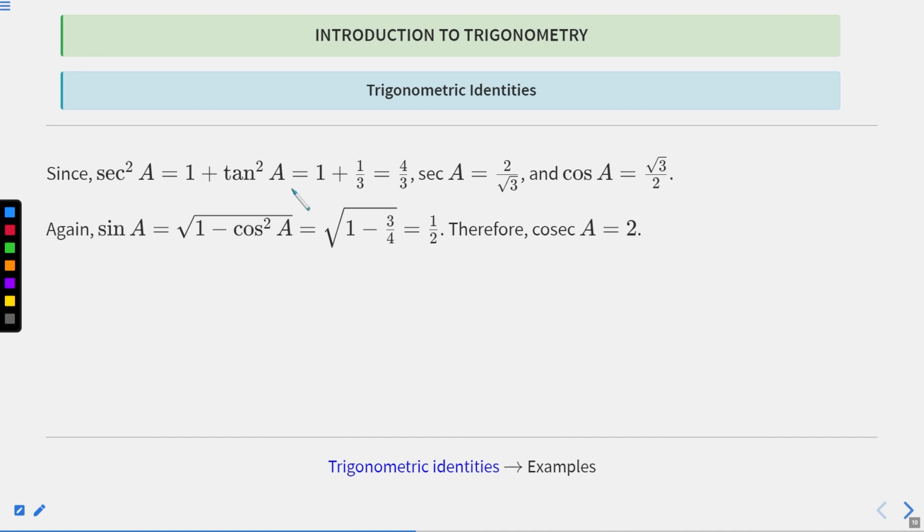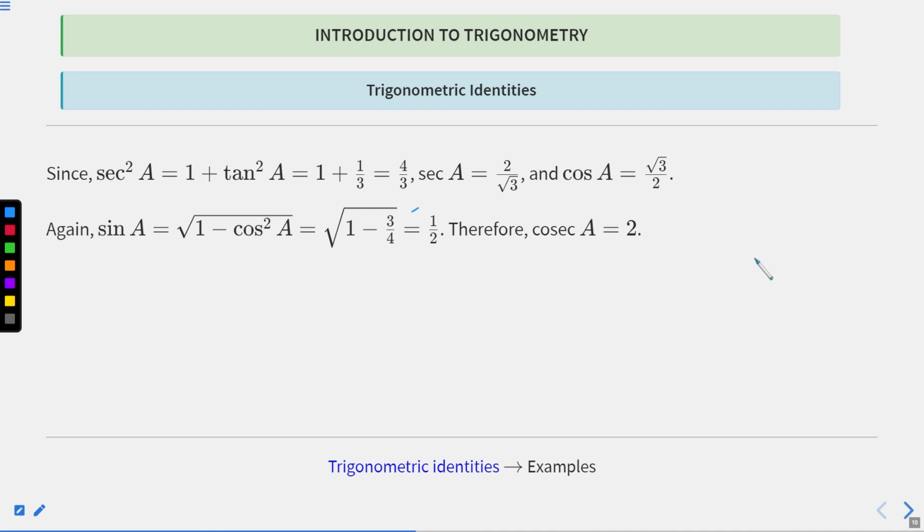So sec square A is equal to 4 by 3, which implies sec A is equal to 2 by root 3. And we know cos A is the reciprocal of sec A. So here we have sec A equal to 2 by root 3, so cos A is equal to root 3 by 2.